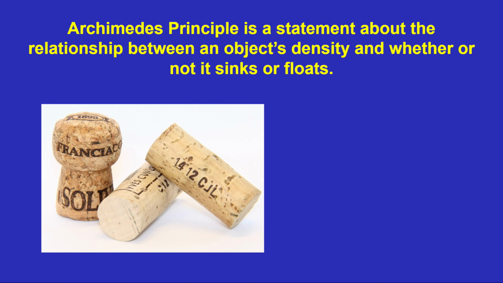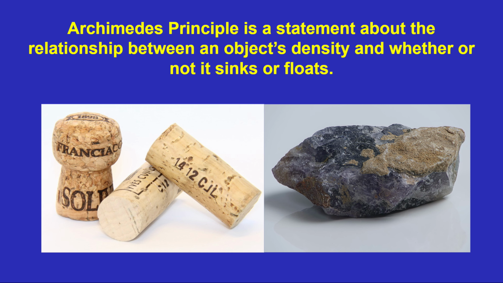What Archimedes' principle really is, is a statement about the relationship between an object's density and whether or not it sinks or floats in the water. This explains why a piece of cork thrown into the water will float, but if you take a rock of about the same size and put that into the water, it will sink, well, like a rock.